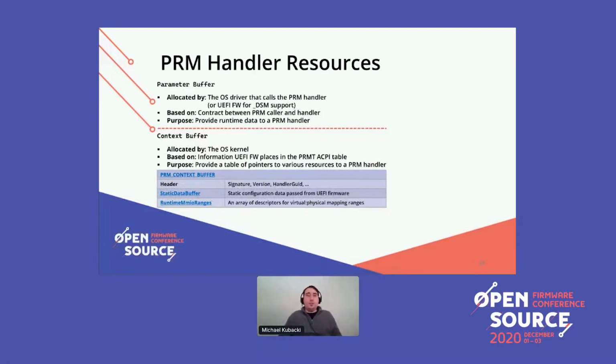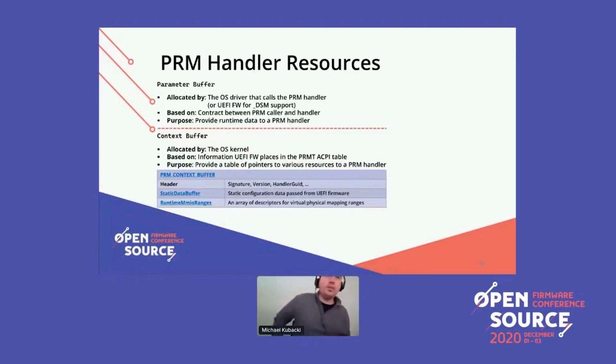Its purpose is mostly to provide that runtime data to a handler. You don't have to do this. You can provide null, for example. You don't have to pass any parameters if you don't need to. The context buffer is allocated by the operating system kernel itself.